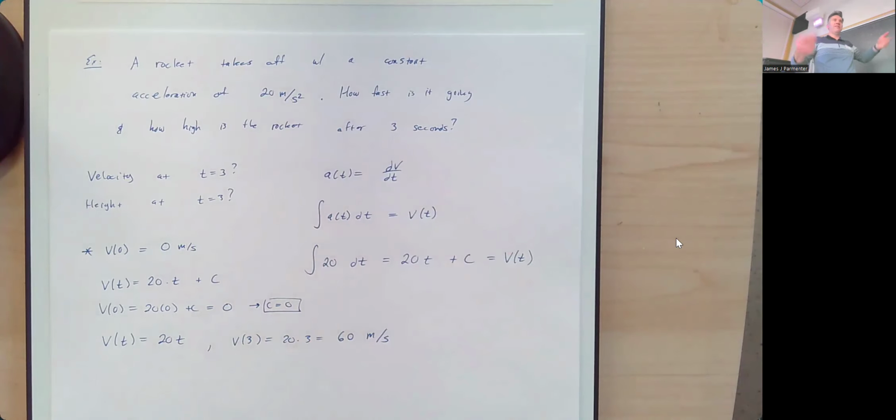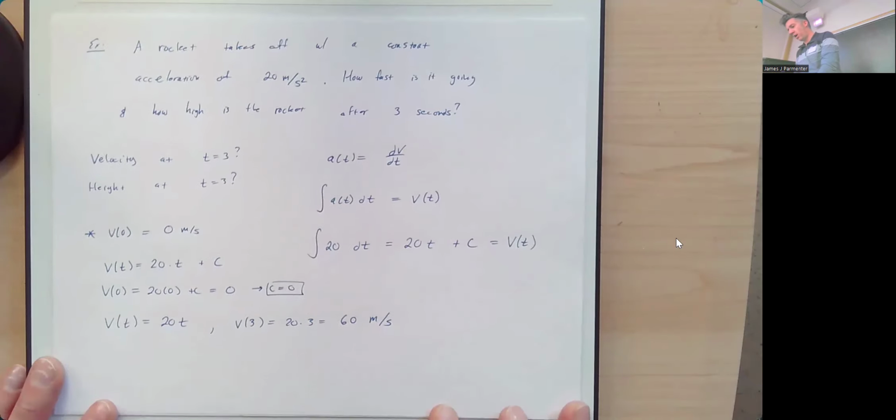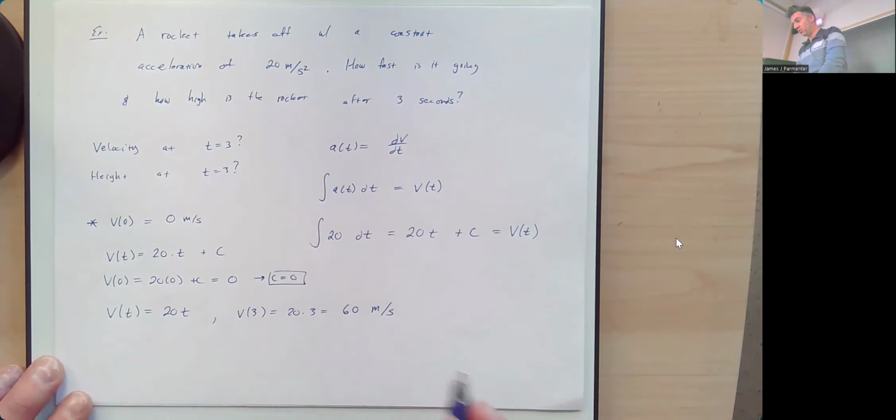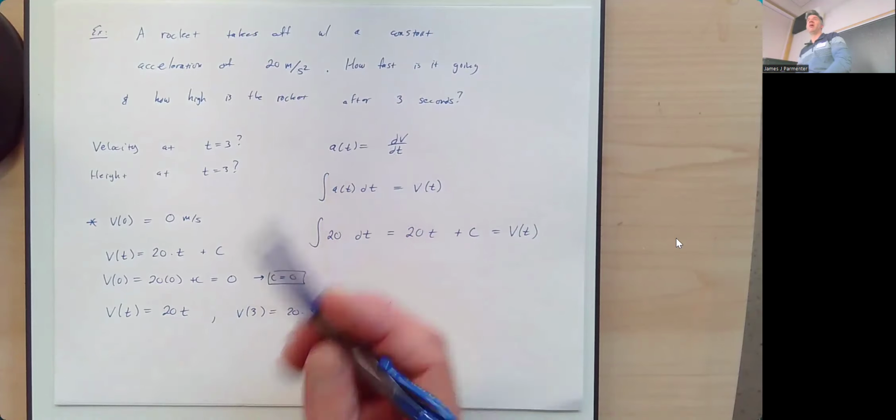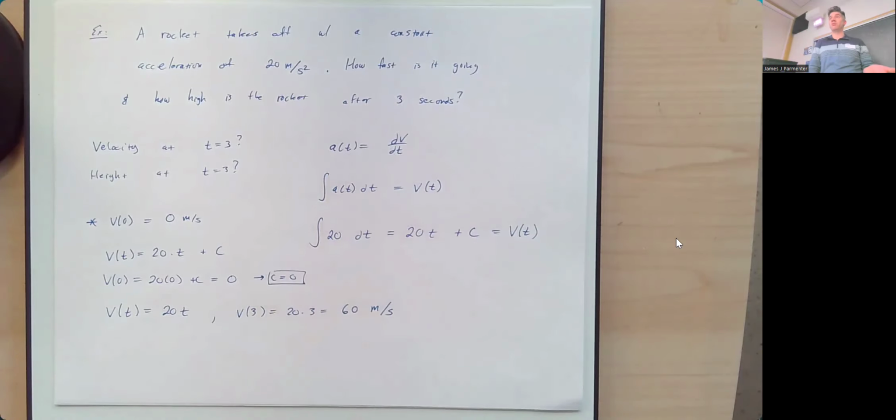So every time you anti-differentiate, you kind of up your dimensionality. It's not exactly precise, but it's true. So let's talk about position. Just like acceleration is the derivative of velocity, velocity is the derivative of position.